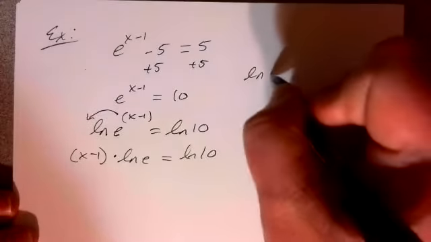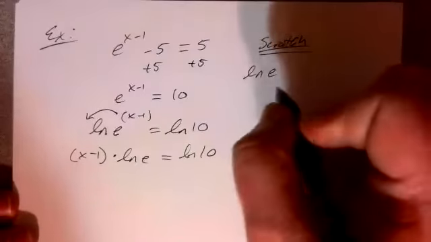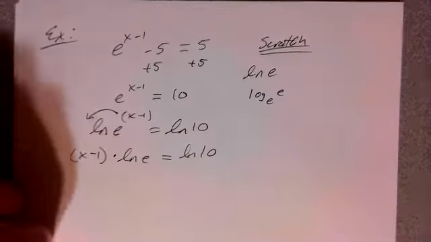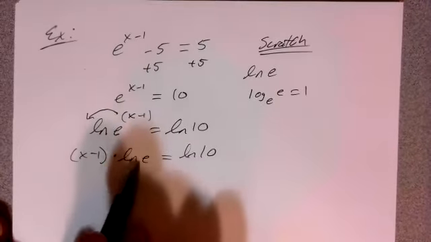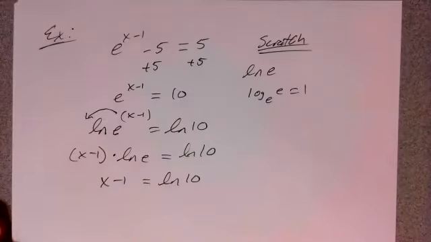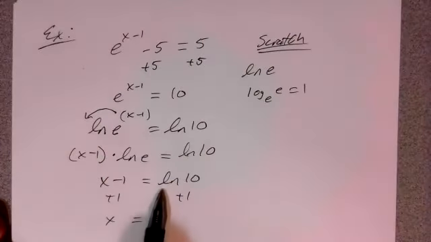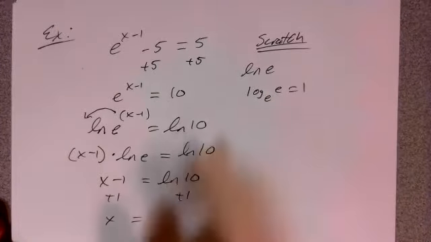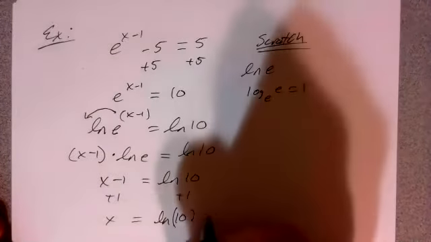Now, the natural log of e. This is some scratch, just to help you understand what's going on. Natural log of e is log base e of e. And what's log base e of e? Good, 1. So x minus 1 times 1 is just simply x minus 1, and that whole thing equals the natural log of 10. Now I add 1 to both sides, so x now equals the natural log of 10 plus 1. That is not the natural log of 11. The argument is 10, and then plus 1.